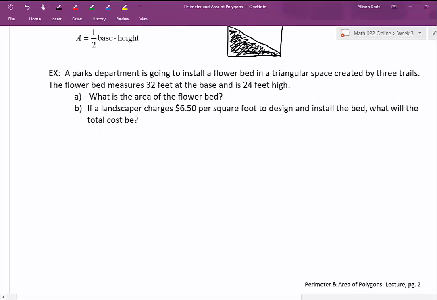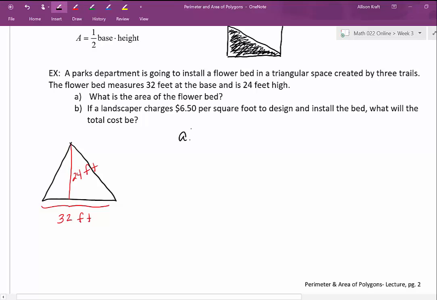A parks department is going to install a flower bed in a triangular space created by 3 trails. The flower bed measures 32 feet at the base and 24 feet high. I would start by making a triangle. The base is 32 feet. The height is 24 feet.